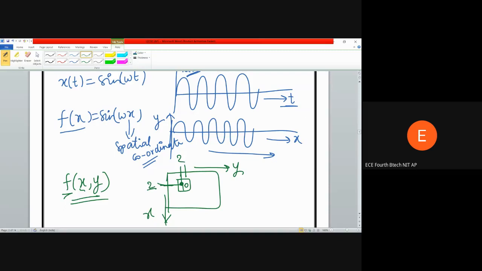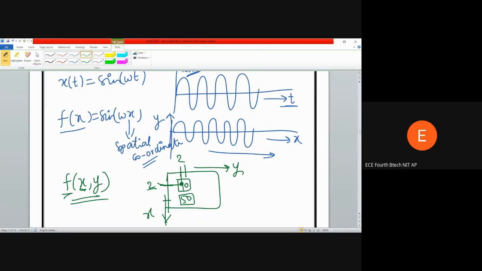In place of 2, if I go down, I make x equal to 4 and y equal to 2 only. Then I may have another value, 50. So that means the function f of x comma y depends upon two independent variables. The x and y are independent variables, and hence we call it a two-dimensional signal.